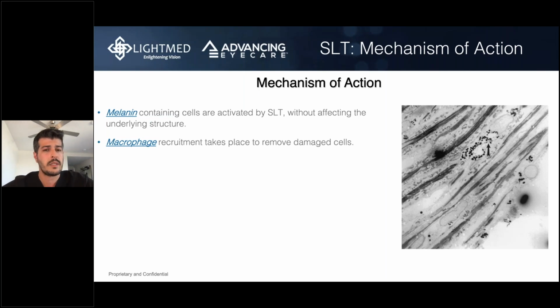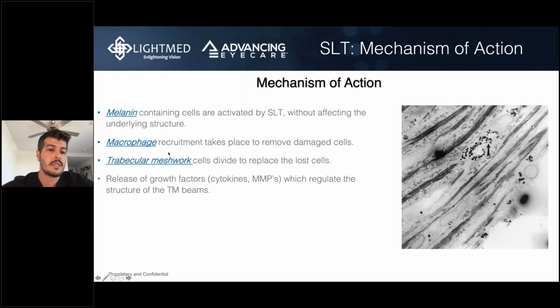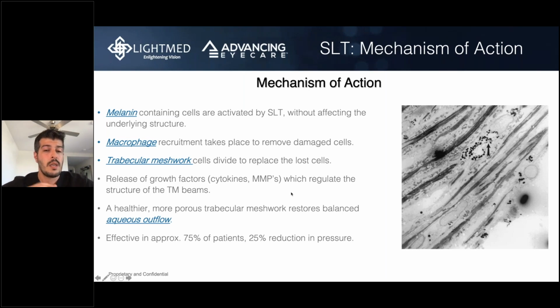In terms of mechanism of action, the laser essentially is going to target melanin cells, these pigmented cells we all have in the trabecular meshwork. And what that does is almost like irritating this tissue. So in response, the eye makes macrophages, which are inflammatory cells, and other inflammatory markers like cytokines and MMPs. And what these inflammatory cells will do is essentially smoothen or make pores and openings in the trabecular meshwork, such that by the end of this process, there's a healthier, more porous trabecular meshwork that the aqueous humor has an easier time being drained through. That's how we think SLT works.